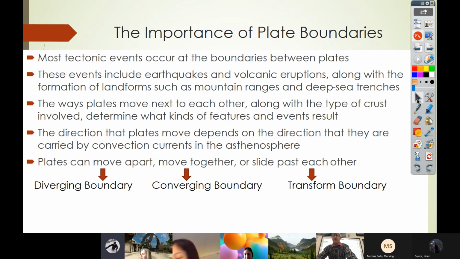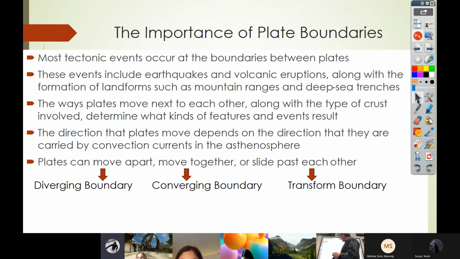So most tectonic events occur at the boundaries between the plates. Tectonic means mountain building or landscape forming, might be a way to define tectonic. Activity that forms a landscape. And these different tectonic events can include earthquakes, volcanic eruptions, and the formation of other landforms like mountain ranges and deep sea trenches. We're going to be talking about all of those over the next 2 days. The way that the plates move next to each other, along with the type of crust involved, really determines what kinds of features and events result.